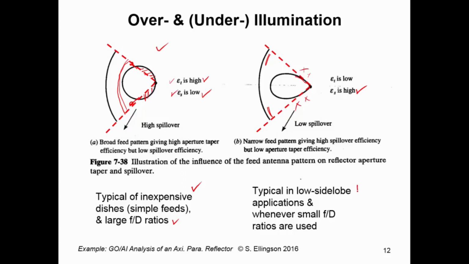Now this is typical in low side lobe applications. This has lower side lobes because the thing that creates side lobes is the edges of the dish, and the edges of the dish are being relatively less intensely illuminated in this particular scenario. And this, of course, is also a characteristic of dishes with small F over D.